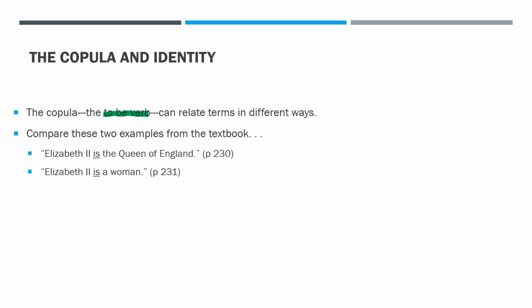In the first example we have Elizabeth II is the Queen of England, and in the second example we have Elizabeth II is a woman. Now clearly how we're using the term is different. In the first example we have identity. We're saying the Queen of England is identical to Elizabeth II. So we have an identity is.